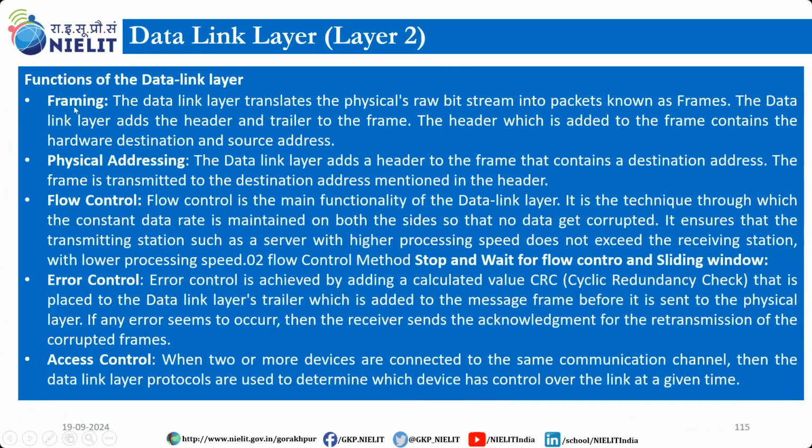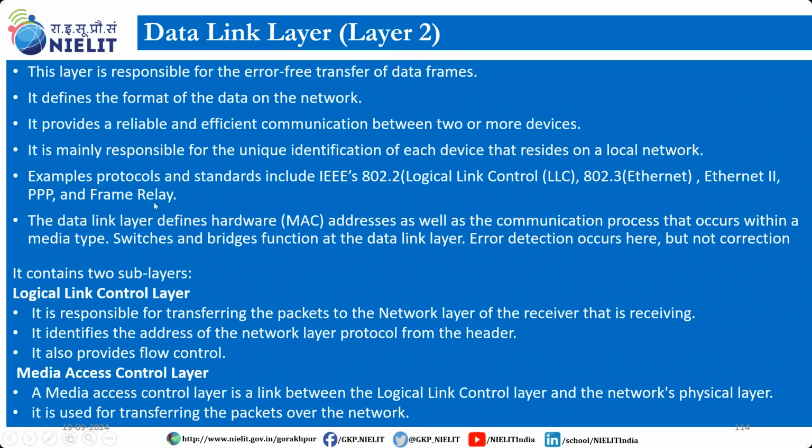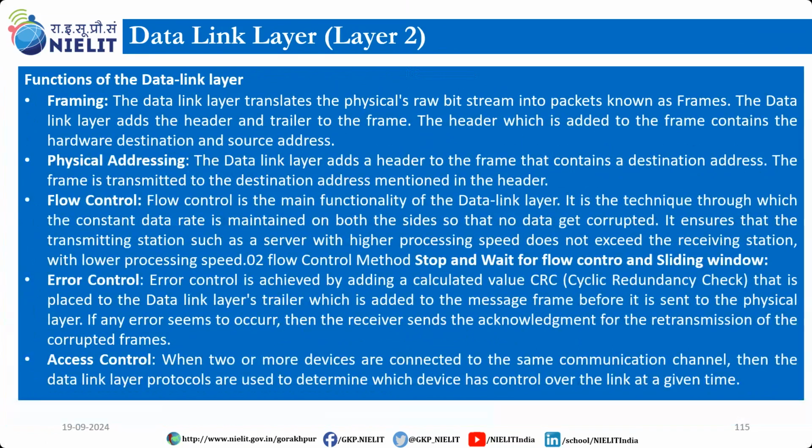So the data link layer has the functions of framing and physical addressing. Physical addressing means MAC address, hardware address or physical address. Flow control. This address can vary. If we are talking about an Ethernet based network, we will have a MAC address. If we are using a frame relay based technology, then they will have the equivalent physical address according to their structure. Flow control, error control, access control.